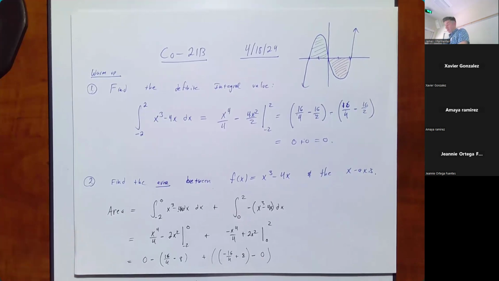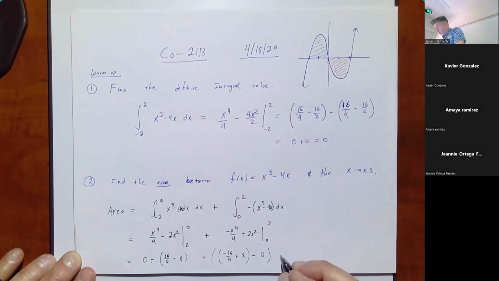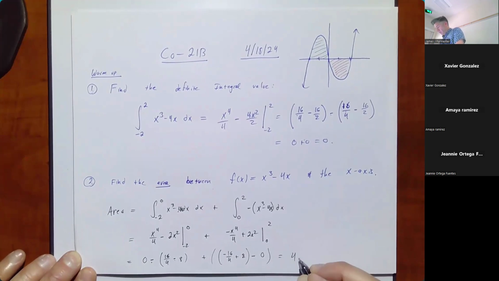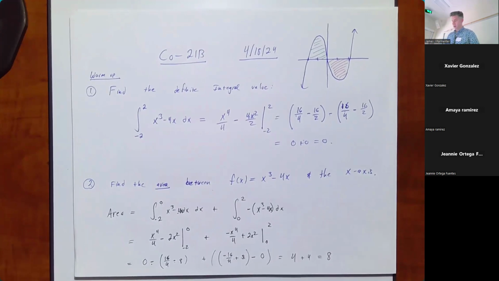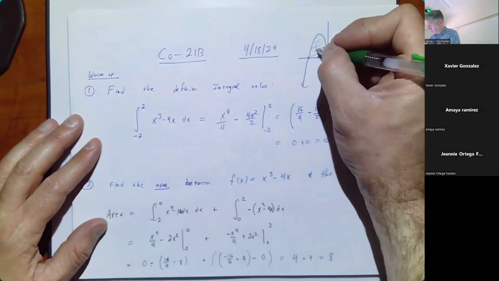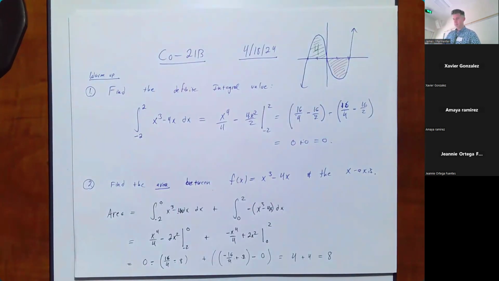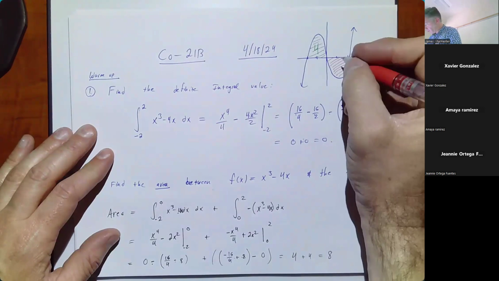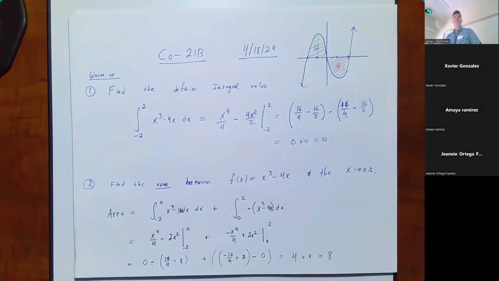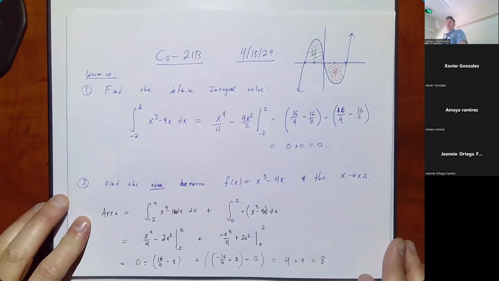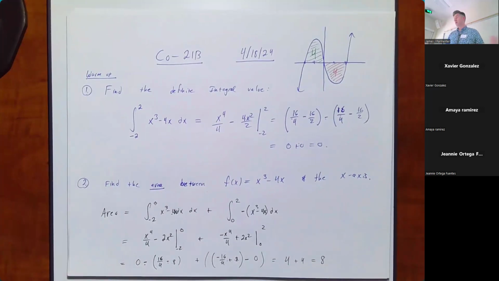And both of the areas end up getting counted as positive, right? This is a negative 4 minus 8, which is negative 4. And this is a negative 4 plus 8, which is a positive 4. So the area ends up being 8. So this area here is 4, and that area below is also 4. And we could do similar things to find the area that's between a curve and the x-axis.